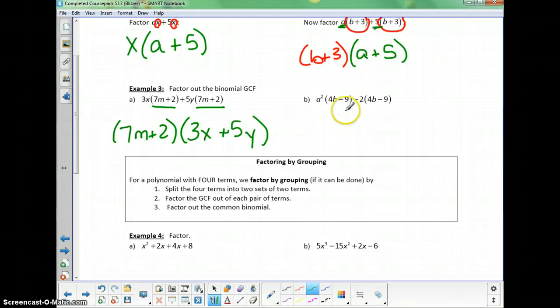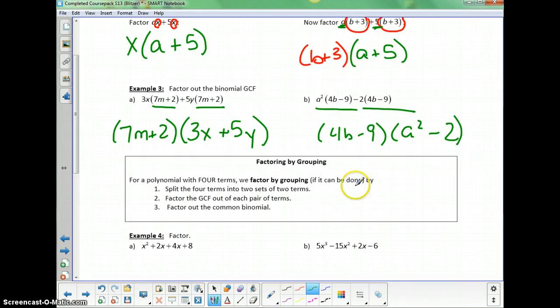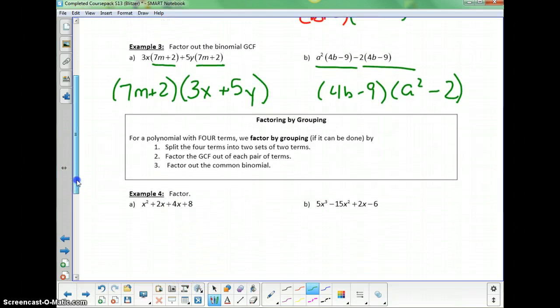And one more example. We've got in common between these two chunks, we've got 4b minus 9 in common. When I take it out of the first piece, an a squared is left. When I take it out of the second piece, a minus 2 is left. So that would be considered completely factored. All right, in the next video, we're going to start with factoring by grouping.